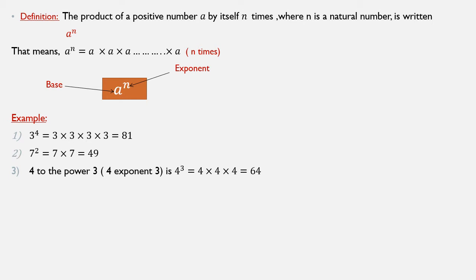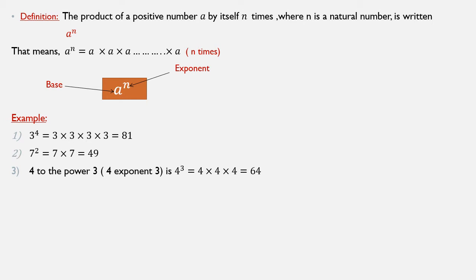The second example, 7 to the power 2. The base is 7, the exponent is 2. We are multiplying 7 by itself 2 times. So the answer is 7 times 7, which is equal to 49.